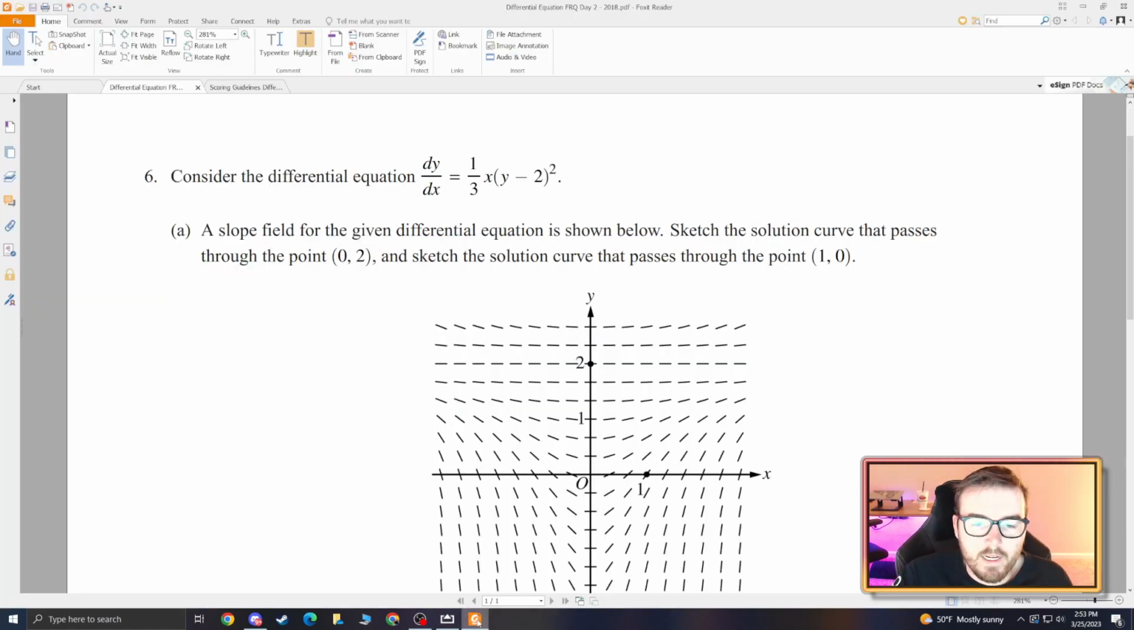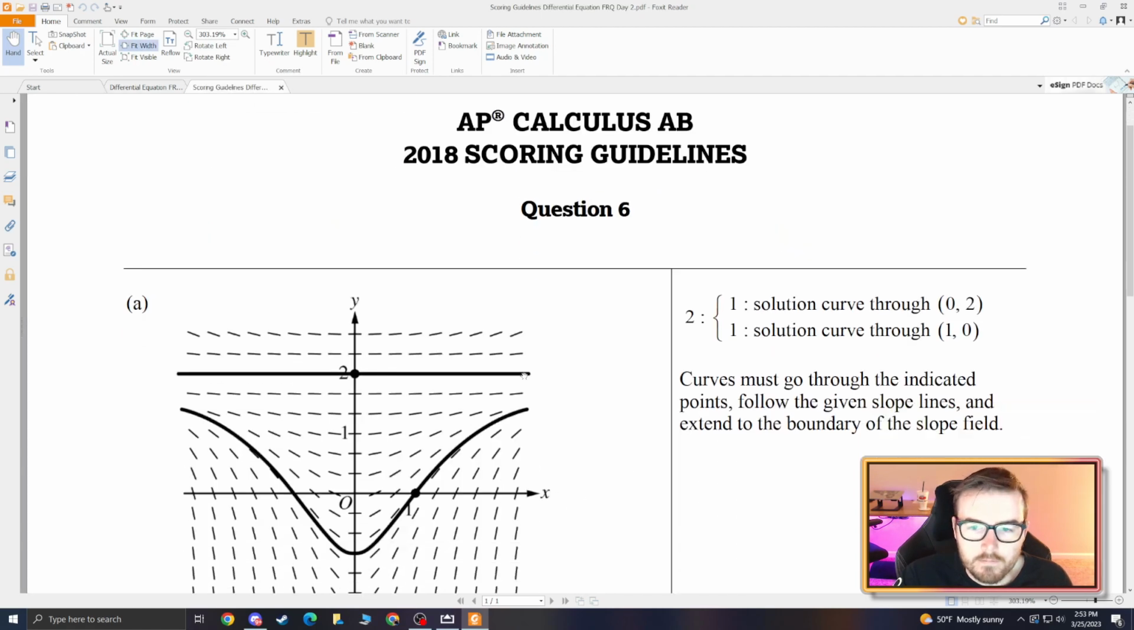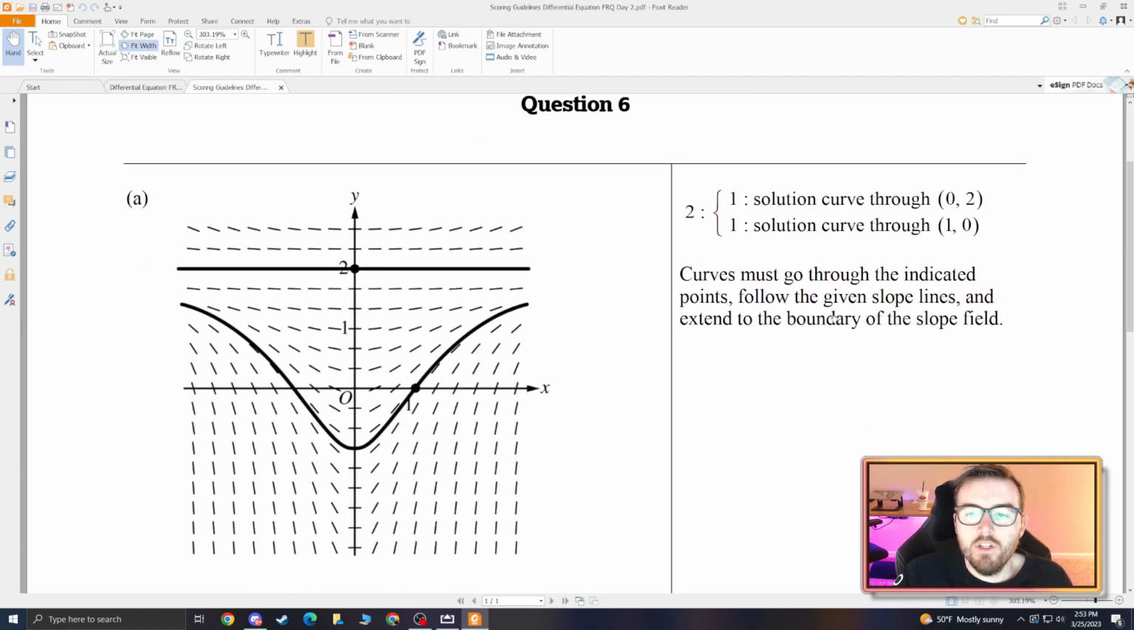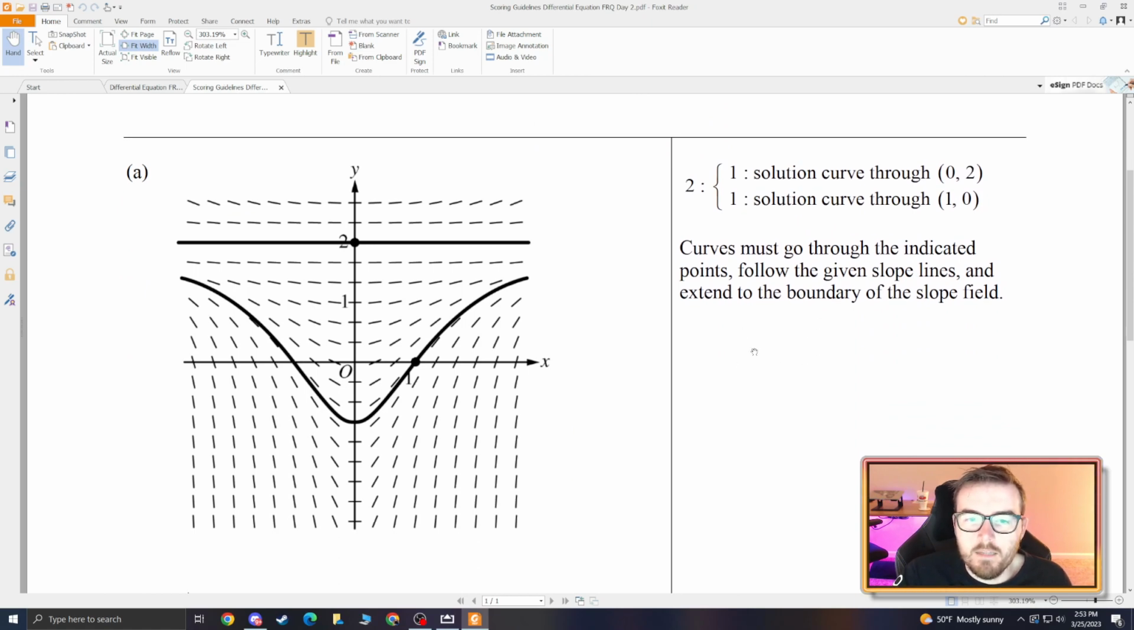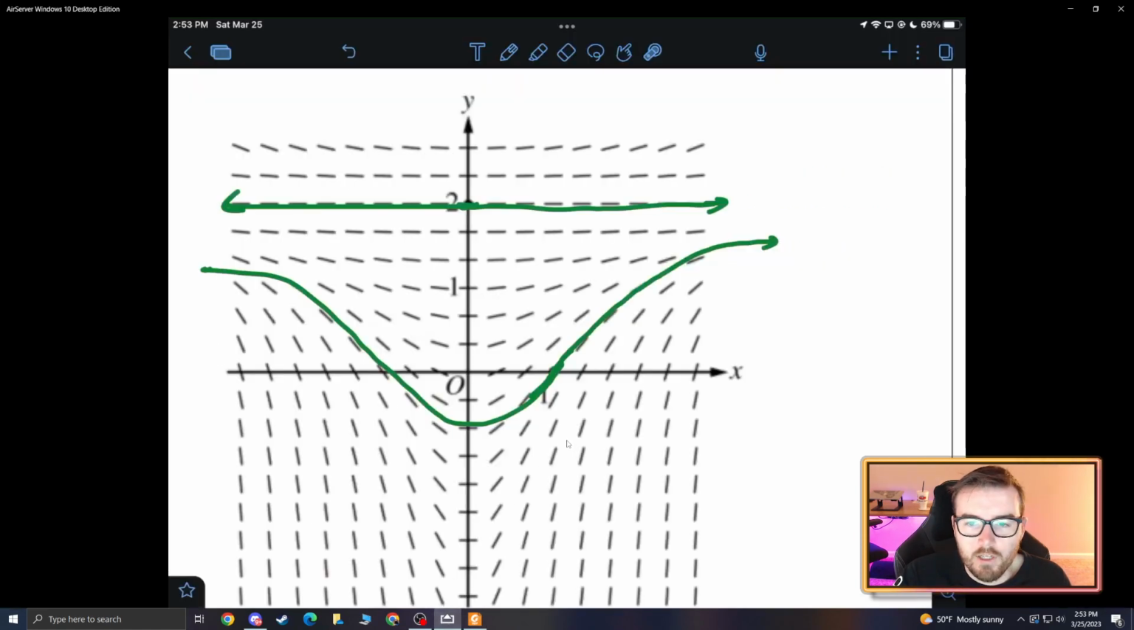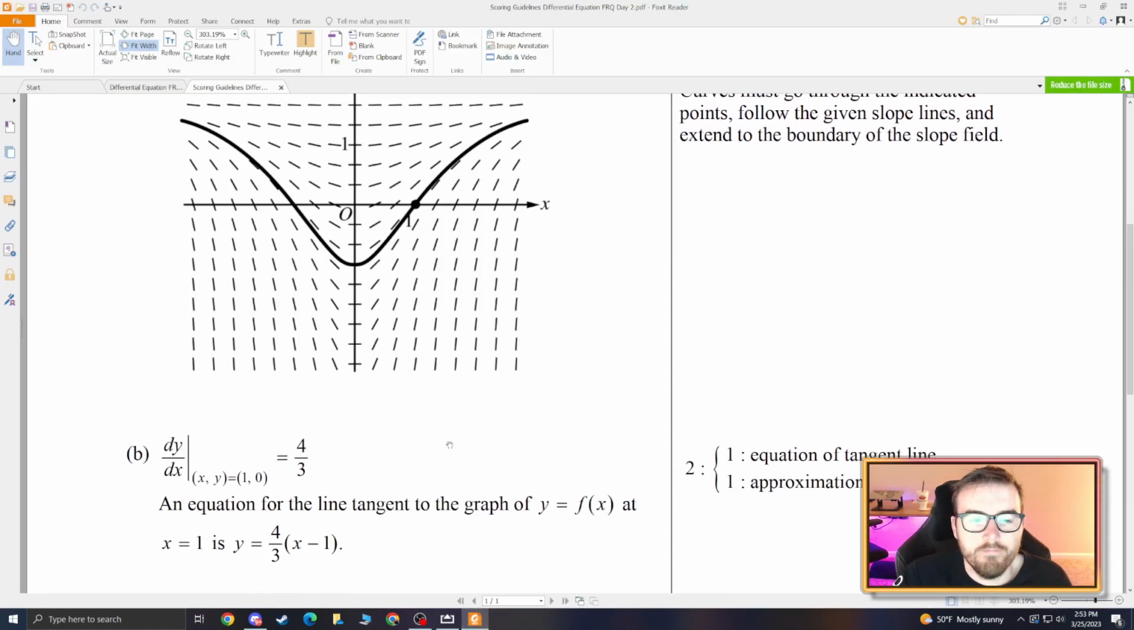But let's read the scoring guidelines to get a better idea of what we're supposed to do. Curves must go through the indicated points, follow the given slope lines, and extend to the boundary of the slope field. So you can see here that we continued. They're just hugging those slopes. So I feel like I did a pretty good job. And yeah, I guess that's that. All right, on to the next question.